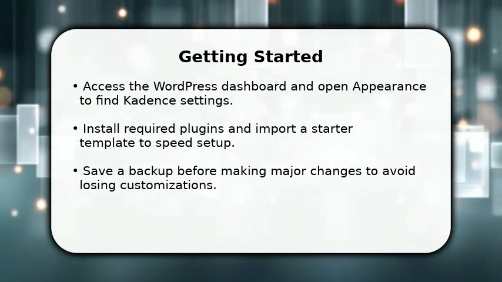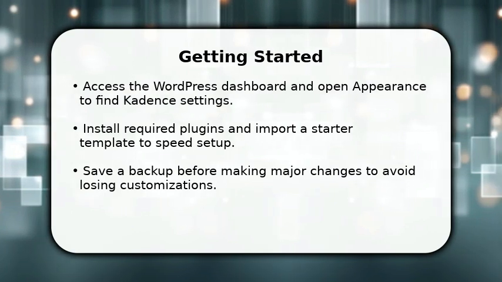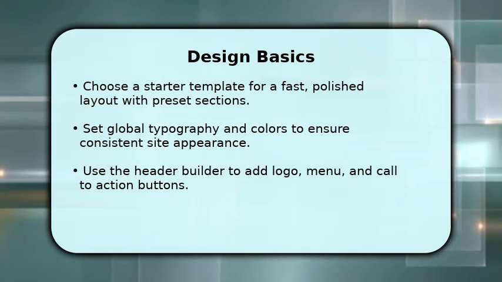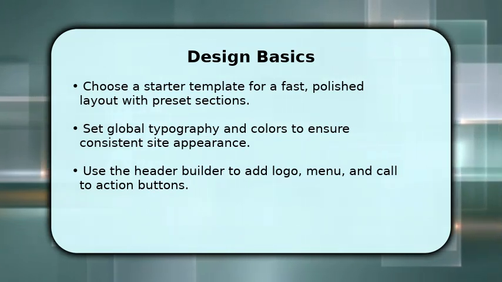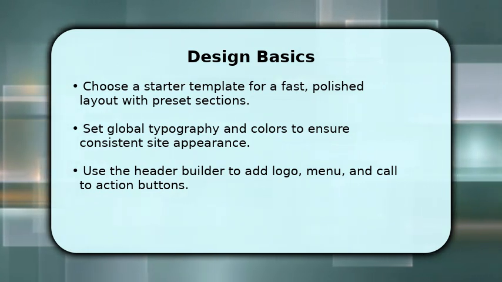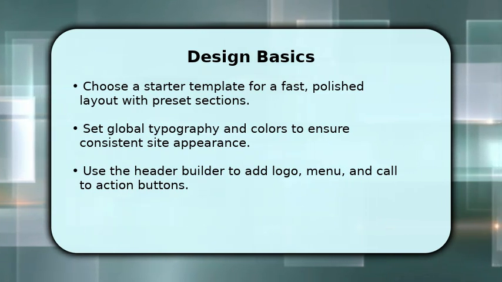Preview on mobile and desktop, test menus, and save changes often to avoid accidental loss while you refine the design. Open Global Settings to pick fonts, font sizes, and color palettes that match your brand voice. Use the header builder to assemble logo, menu, and button placements, then tweak spacing and sticky behavior.